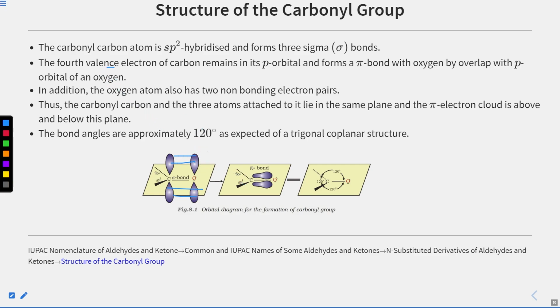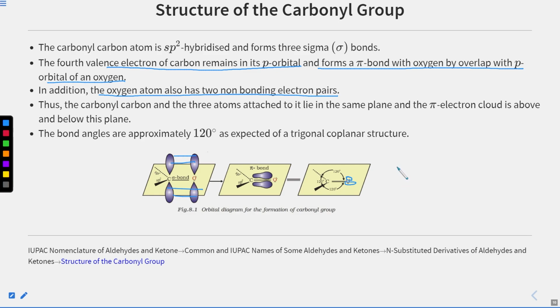So the 4th valence electron of carbon remains in the p orbital and forms a pi bond with the oxygen by overlap with its p orbital. In addition, the oxygen atom also has 2 non-bonding electron pairs. Because in total it has 6 electrons, 2 of which are involved in bonding, 1 in pi bonding and the 2nd in sigma bonding. So 4 electrons are left, or 2 lone pairs are left.